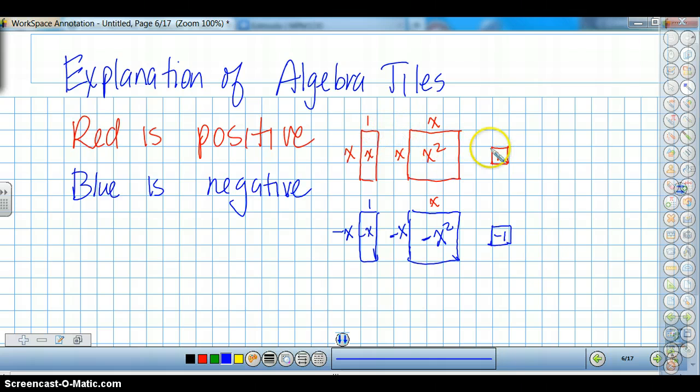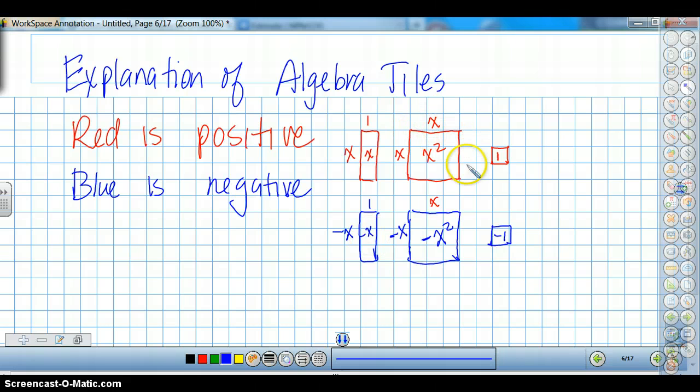How they get these measurements is the small tiles are 1 centimeter by 1 centimeter, and what they've done is they've denoted anything red is considered positive and a blue tile is considered negative. And then they've arbitrarily made the skinny length x and the width 1 centimeter. So if I find the area of this tile, it's x times 1, which is equal to x. And then, to make the tile negative, they just make it blue.